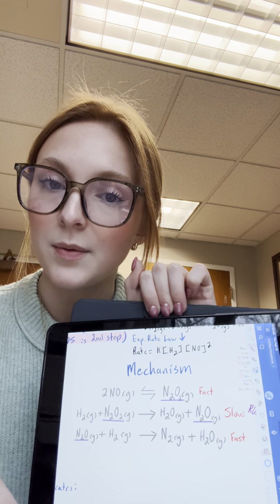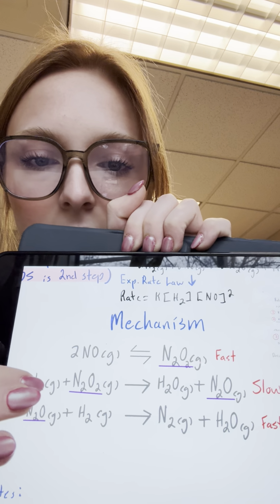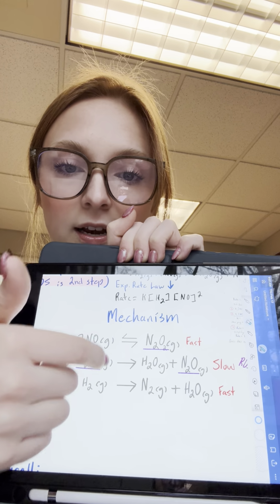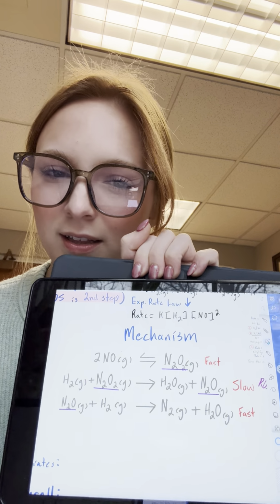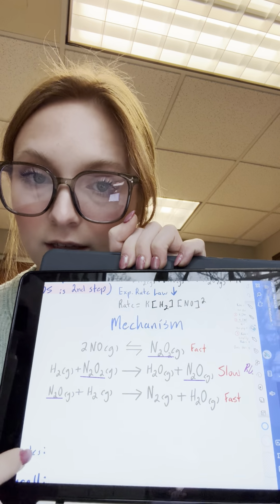So from the slowest step, you'll also derive your rate law. There's also a few other parts to a mechanism to be able to find. One of them is intermediates. So I've underlined them in purple, but that N2O2 and that N2O2, since they're on either side of the equation, how I like to think, if it's on the left and then on the right, you can cancel them out. Same with the N2O and the N2O, so you can cancel those out. Intermediates are created in one step and then used in another step. So they're not in the initial reactant and they're not in the final product.